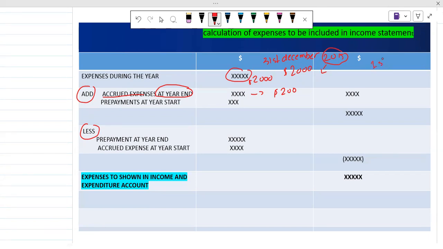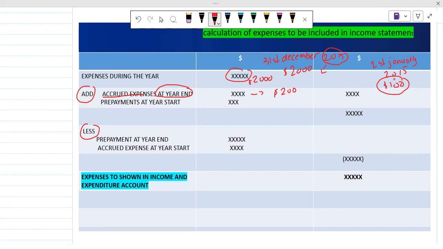Starting year is 1st January 2015. Okay. So for example, the examiner would give you some amount for it, which could be a prepayment at the year start. For example, it could be $100. Okay. So this is basically a prepayment.